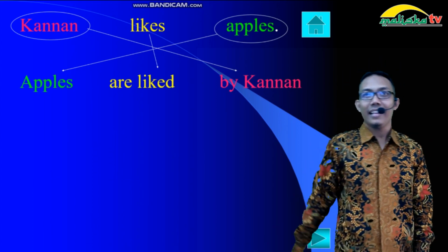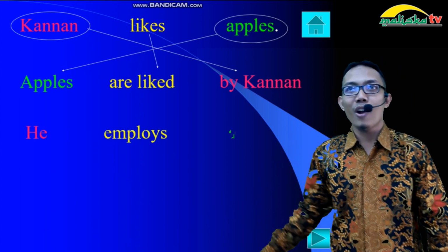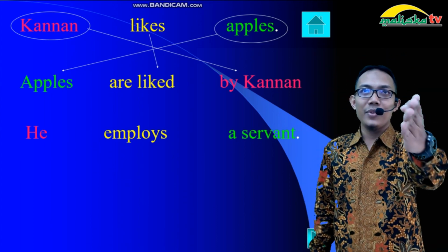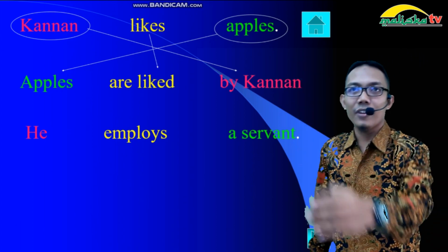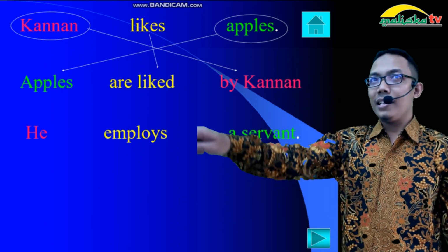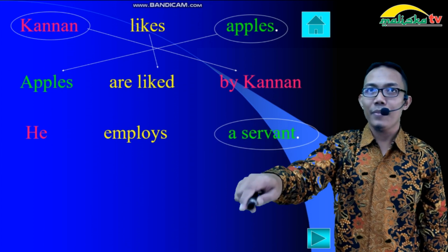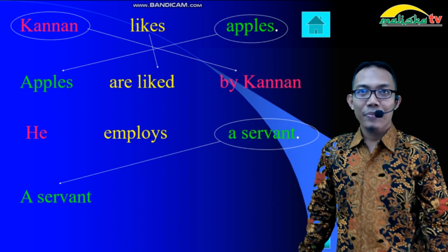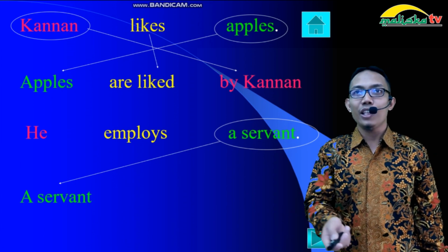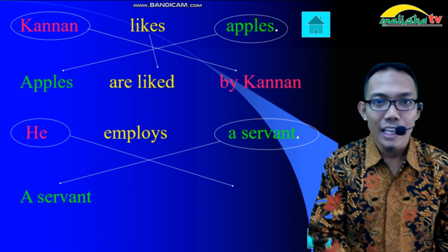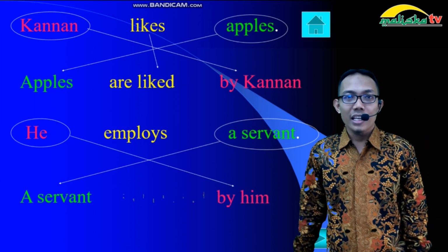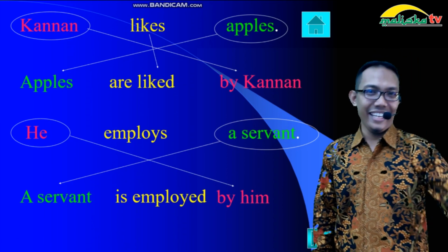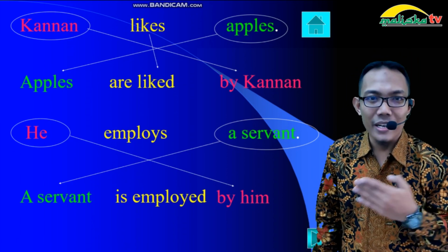Okay, I get it? The next, he employs a servant. He is the subject, employs is V1, a servant is the object. Okay, the same methodology. You have to change the object into the subject, change the subject into the object, and then change V1 into passive voice using to be and change it into past participle. Okay, this is for simple present tense.